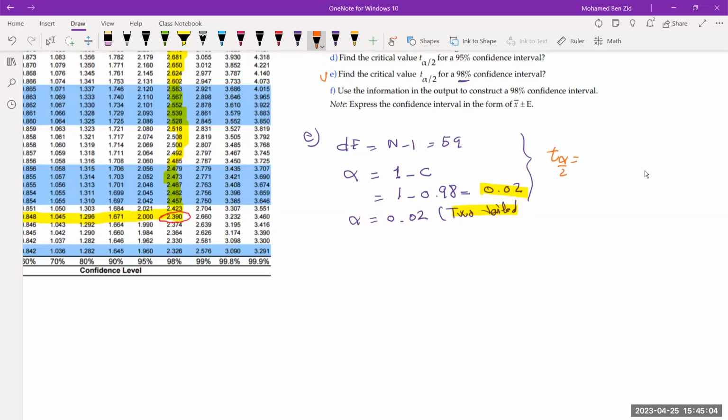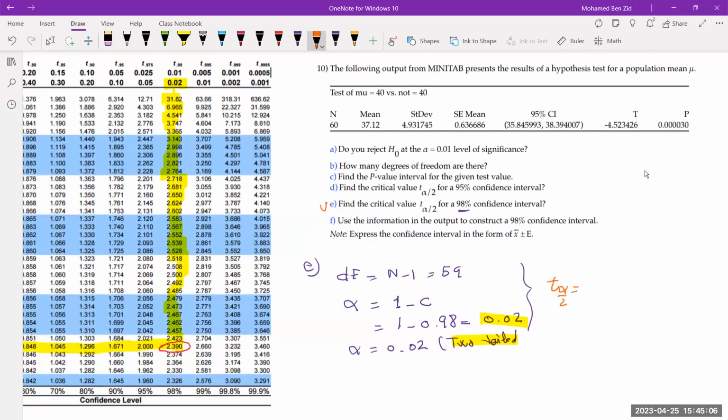The alpha over 2. And if you want to figure out what is alpha over 2, that's going to be alpha over 2 over here, right? So this is T 0.01, and that's going to be 2.390. Please note that every time they use this notation alpha over 2, the number here is going to be positive. It cannot be negative. So it's always the right side. This is going to be here, right? So this is T alpha over 2. Always on the right side, right tail. Okay.